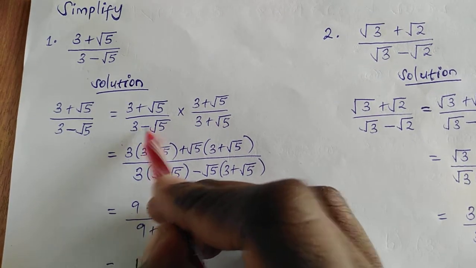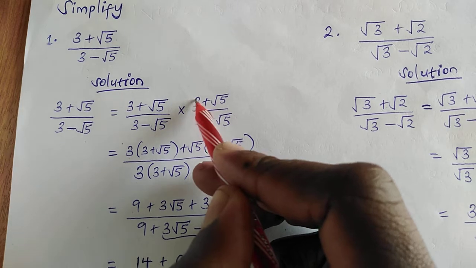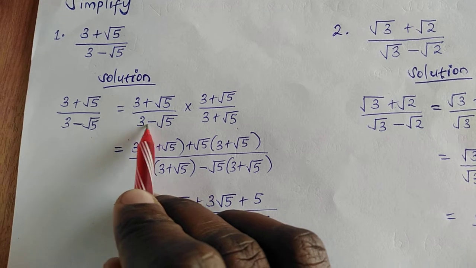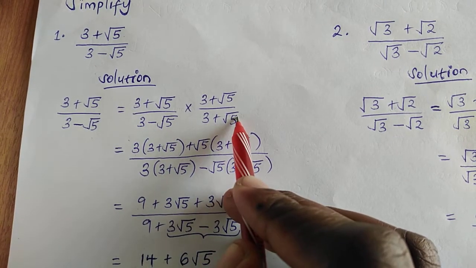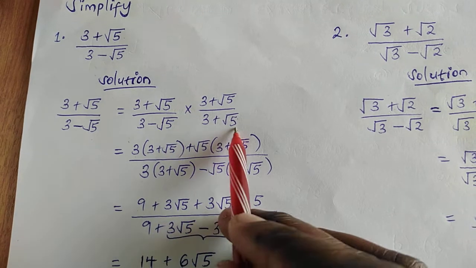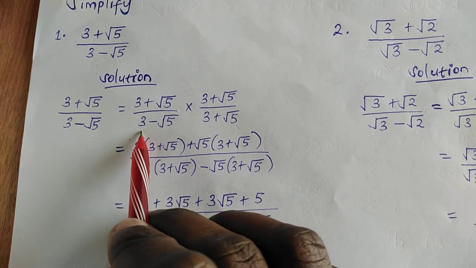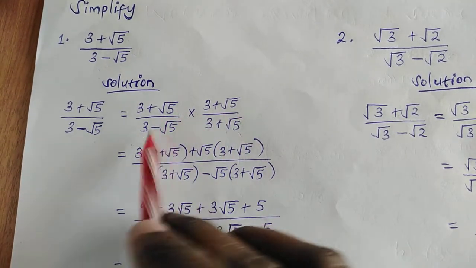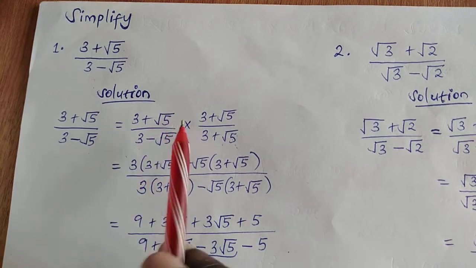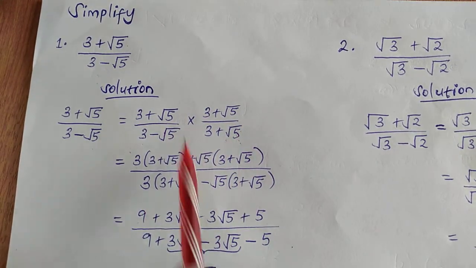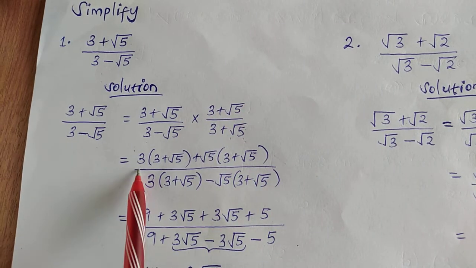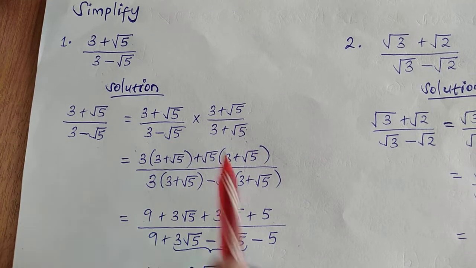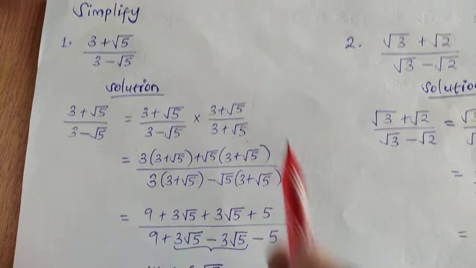That is, the conjugate, the sign changes, so that it's now 3 plus root 5 over 3 plus root 5. The conjugate of 3 minus root 5 is 3 plus root 5. So the conjugate of 3 plus root 5 is 3 minus root 5. So the two are conjugates of each other. So multiplying across this gets us 3 into the whole of this, and then plus root 5 into the whole of this, and then over 3 into the whole of that, then minus root 5 into the whole of that.